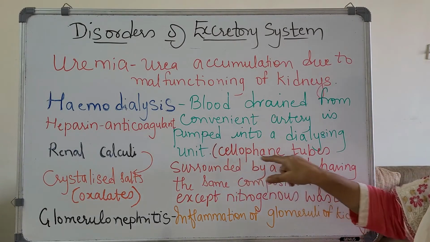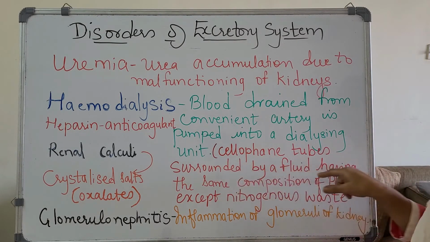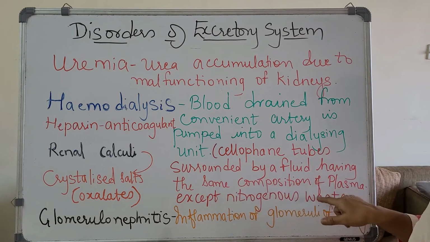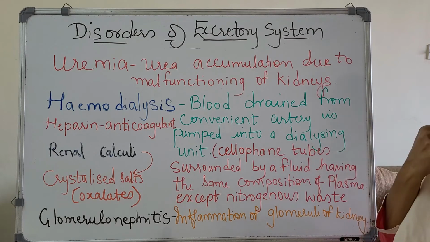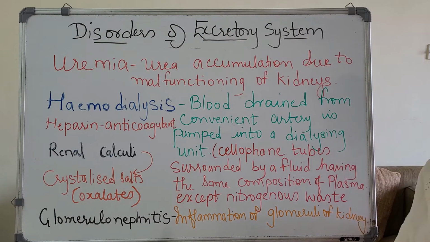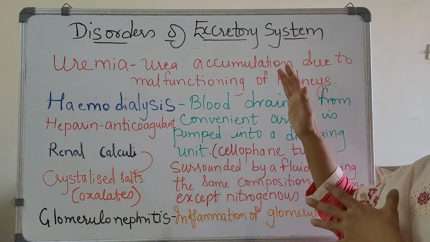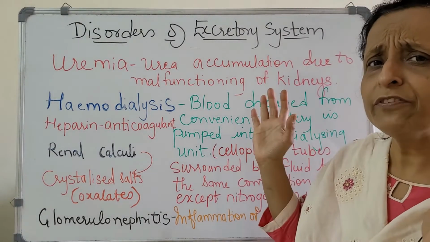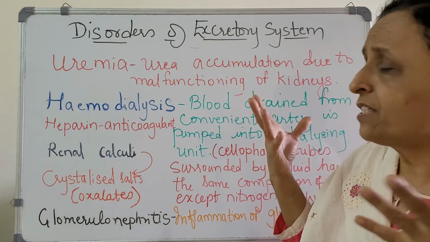So it is made up of cellophane tubes surrounded by a fluid having the same composition as plasma except for the nitrogenous waste. So that nitrogenous waste comes out due to the concentration gradient. This is how the artificial kidney works. Now this is one of the failures of the excretory system.